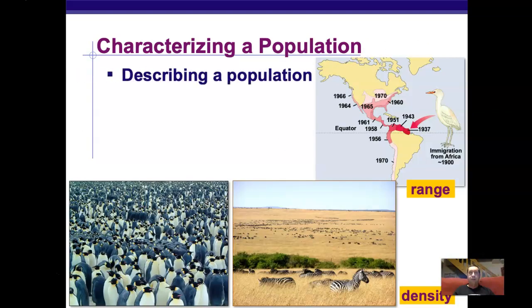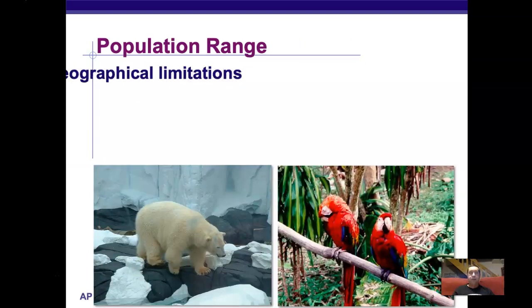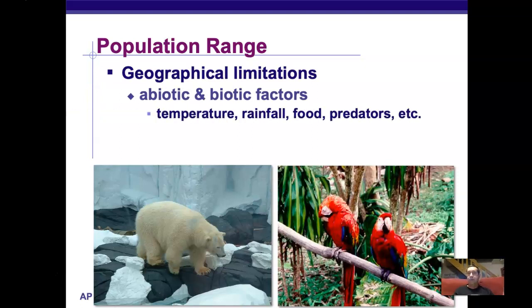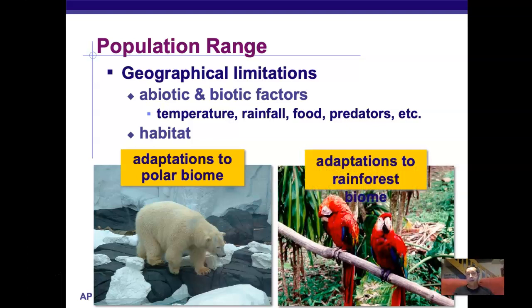So how do we characterize a population? How do we describe a population? We talk about its range, the pattern of spacing, which is like density, and the size of the population. How big is it? So the range are the geographical limitations due to the abiotic and biotic factors. Things like temperature, rainfall, food, predators can all limit where a population can live. It's basically its habitat. Is it adapted to a polar biome like the polar bear, or is it adapted better to a rainforest like the parrots?